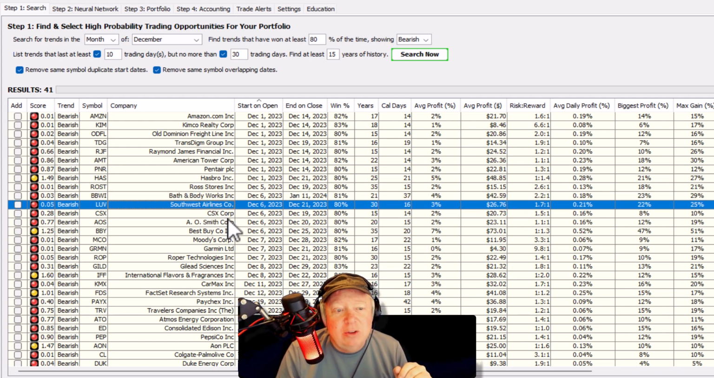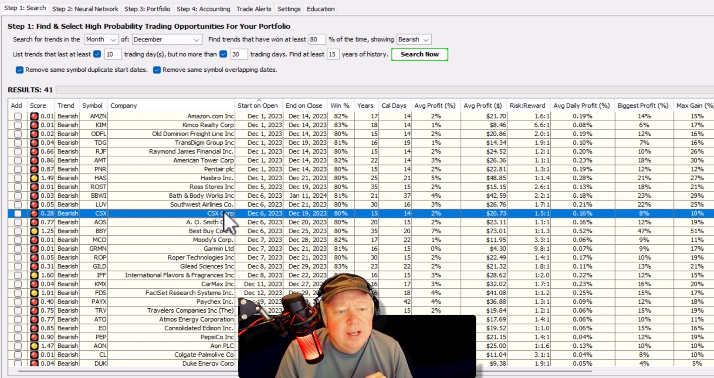All right. How about Southwest Airlines? Oh, everybody's traveling for Christmas. We'll go buy some Southwest Airlines. No, between December 6th and December 21st, 80% of the time over the last 30 years, that thing's lost money, on average 3%. CSX Transportation, that's a big train company, right? December 6th to December 19th, 80% of the time over the last 15 years, it's lost 2%. Don't have that thing in your portfolio.